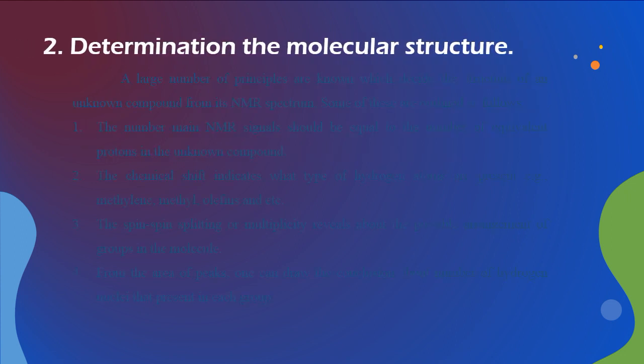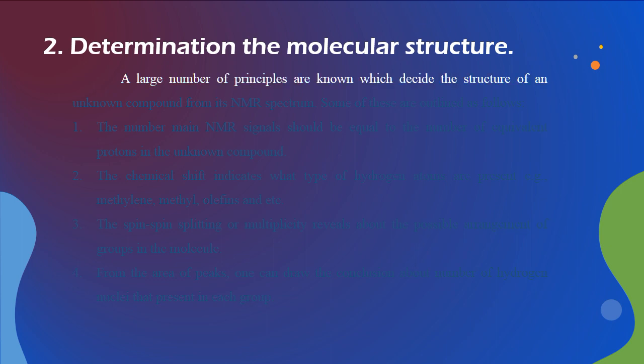Number 2. Determination of the molecular structure. A large number of principles are known, which decide the structure of an unknown compound from its NMR spectrum. Some of these are outlined as follows.